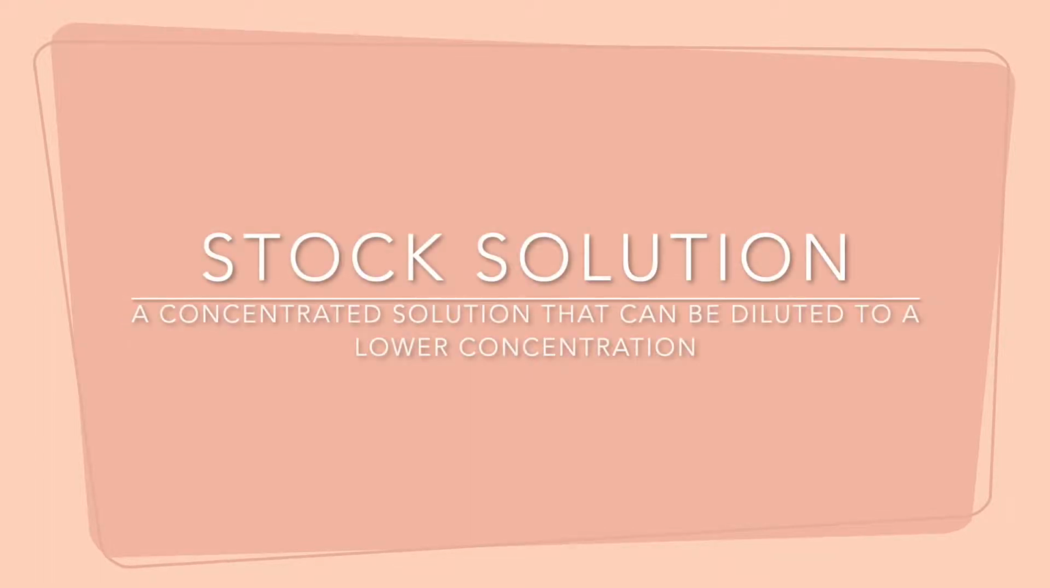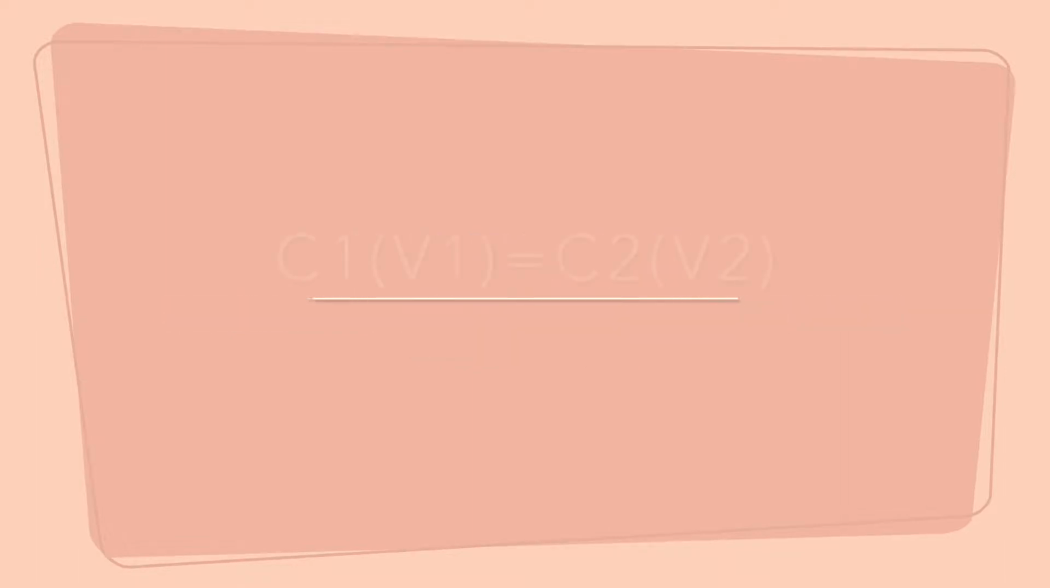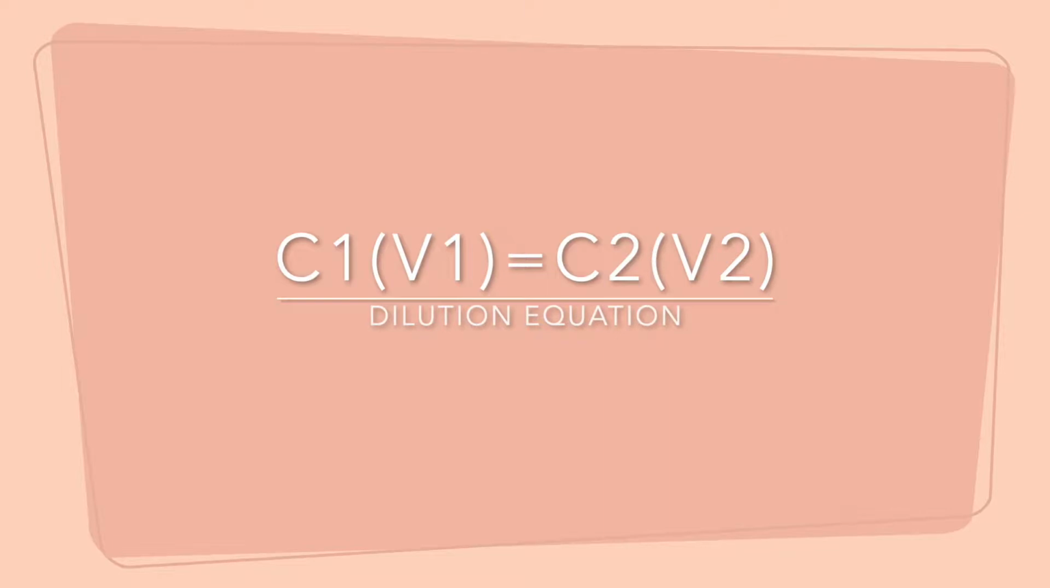A stock solution is a concentrated solution that can be diluted to a lower concentration. A dilution is the process of reducing the concentration of that stock solution. A stock solution and dilution are related by the dilution equation, which is C1 times V1 equals C2 times V2.